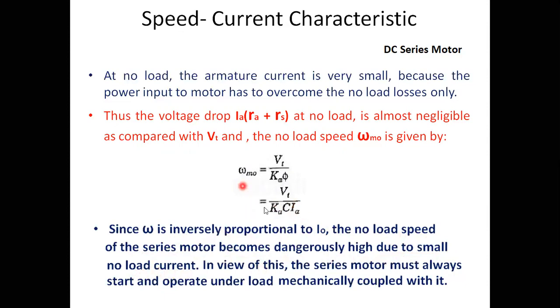From this equation, we can say that omega m0, that is the no load speed, is inversely proportional to current. Speed is inversely proportional to current. So at no load, current Ia will become I0, and it is very small in practice. Hence, omega m0 will become very high, dangerously high. So a series motor will never start with no load. It will always be started with some load.